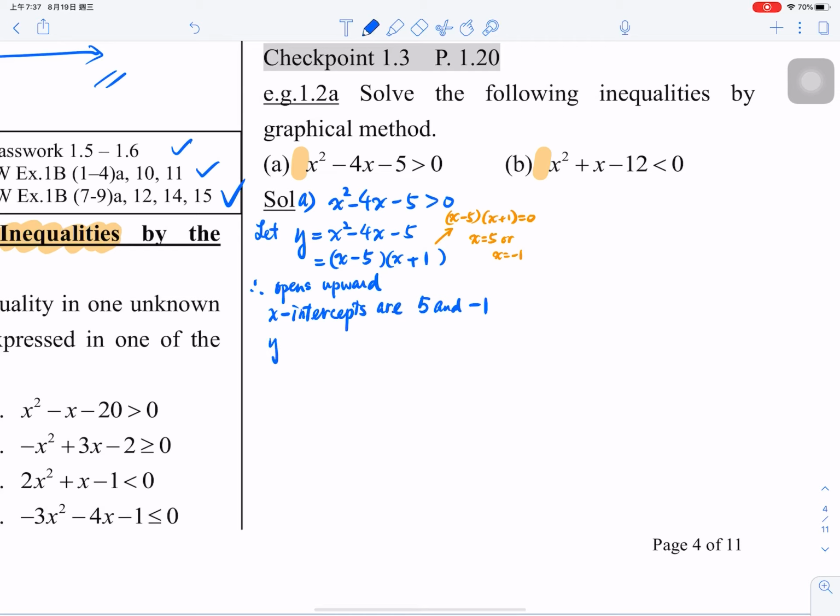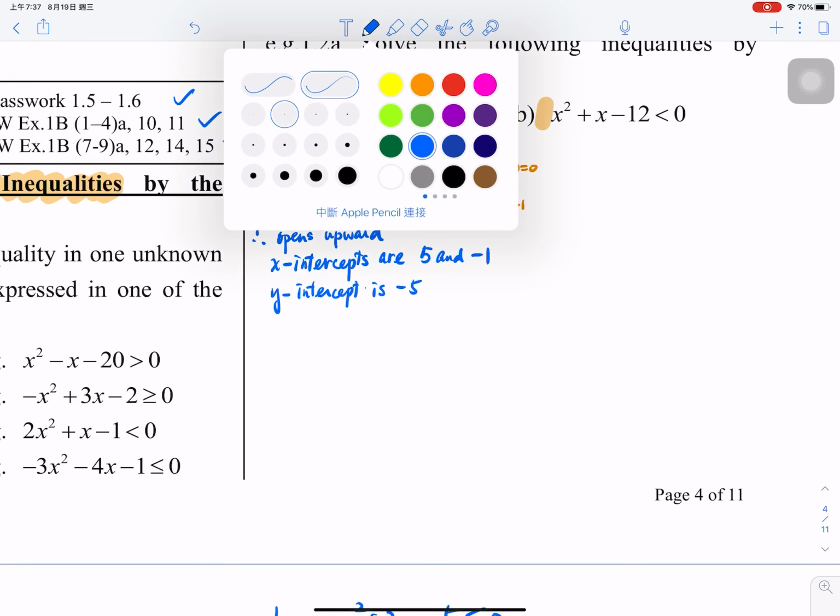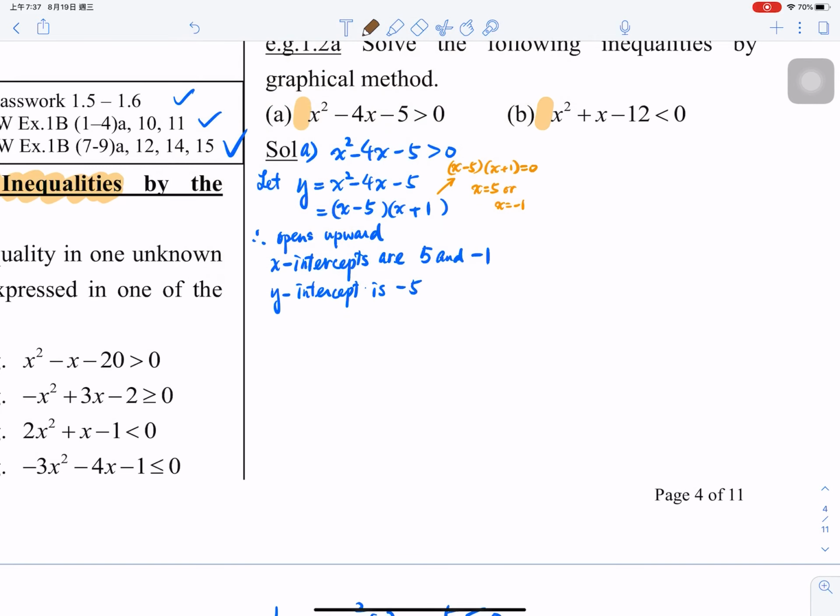And the last one, how about y-intercepts? Here you know that there is only 1 y-intercept, and it is found when you put x as 0. So x equals 0, then you are left with -5. So the y-intercept is -5. Okay. After that, please draw. Okay, draw the graphs.